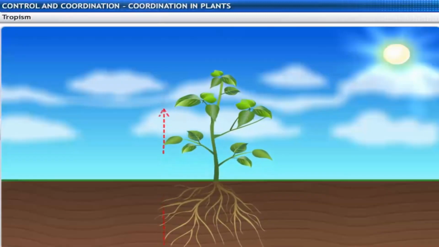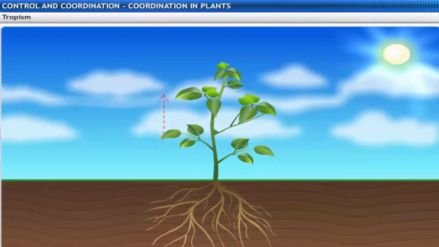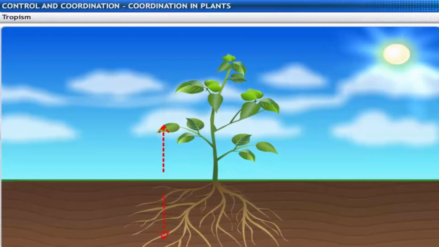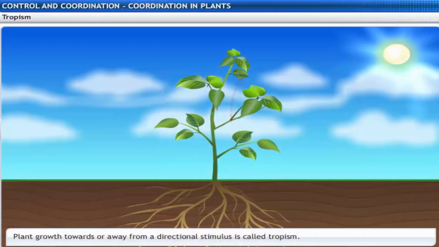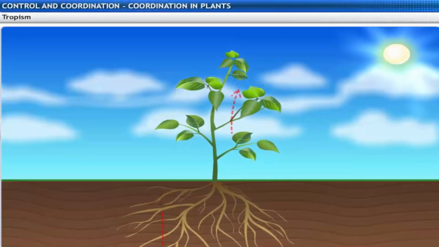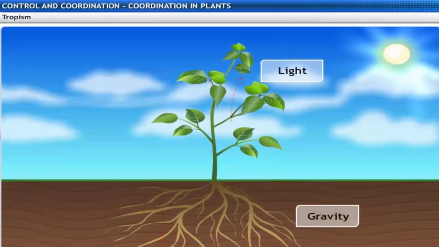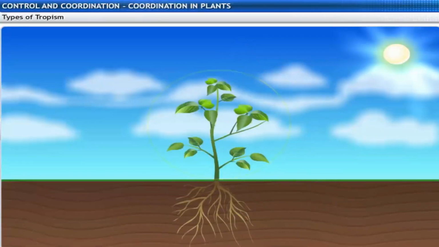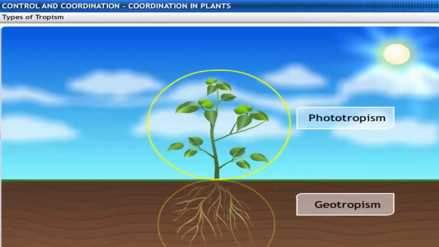Plant movement during growth of the plant can be directional or non-directional. If movement occurs in the direction of the stimulus, it is known as tropic movement. Environmental triggers such as light or gravity determine the direction of growth of a plant. The most common tropic movements are phototropism and geotropism.